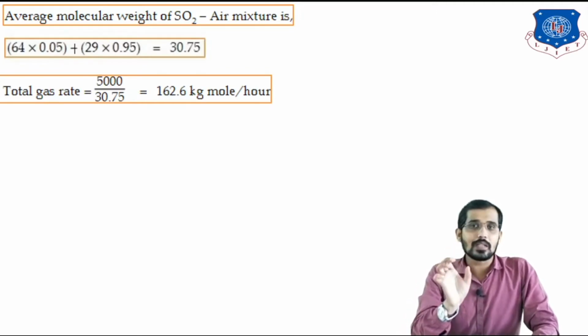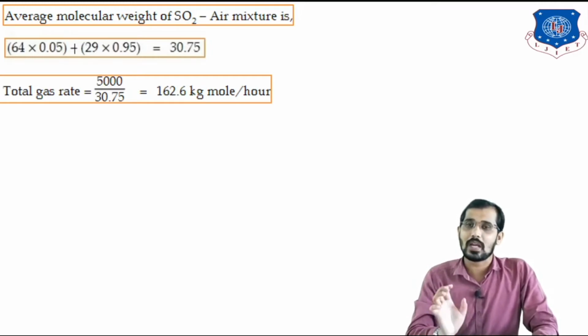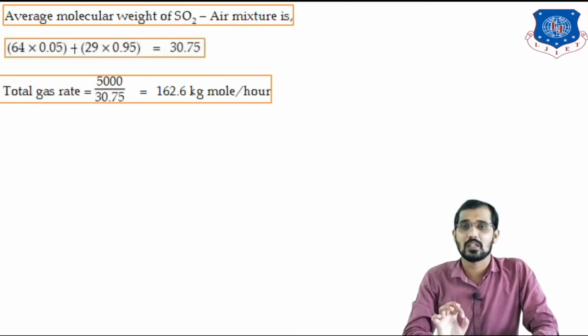That is the air SO2 mixture. SO2 contained is 5% and 95% is air. We know that the molecular weight of air is 29 and the molecular weight of SO2 is 64. So just add up the molecular weights of SO2 and air, and you will get the average molecular weight of the SO2 air mixture, that is nothing but 30.75.